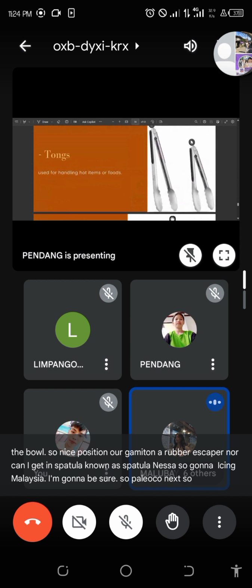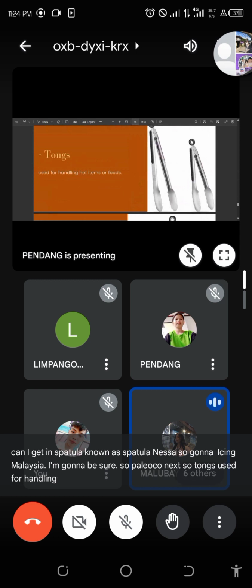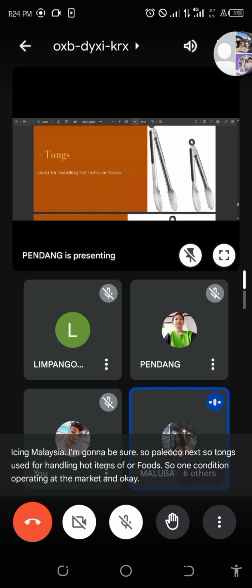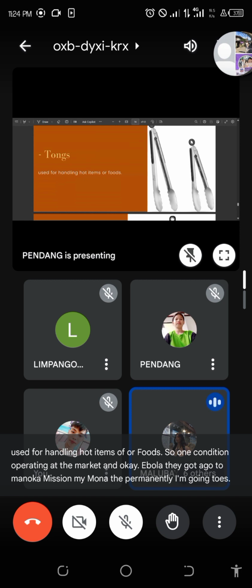So, tongs. Used for handling hot items or foods. We have seen this used for grilling, like chicken. Tongs are used for handling hot food. So, next.